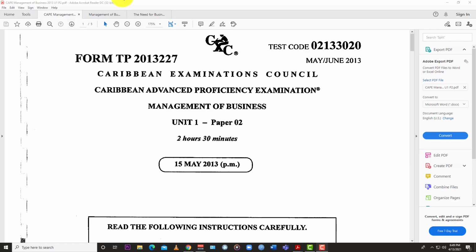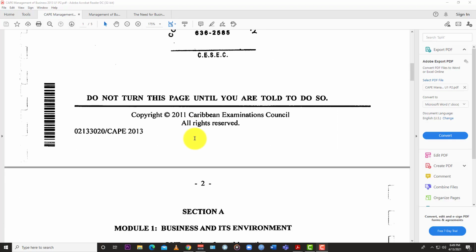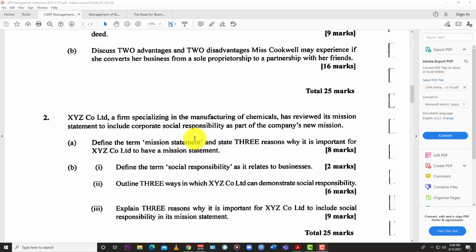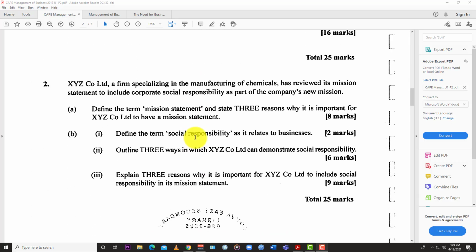Welcome back to Learn SKN, and today we're going to continue looking at the May-June 2013 Management of Business Unit 1 Paper 2. Yeah, that's a long title. We're going to continue looking at that one. Last time we looked at question number 1 and we knocked it off. Now we're looking at question number 2 in this video.